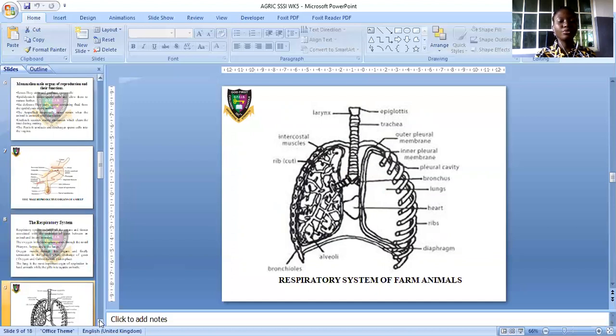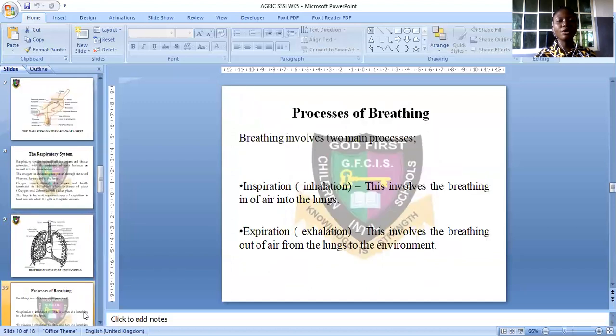Now let's move to the process of breathing. Breathing involves two main processes. Number one, inspiration, which is also called inhalation. This involves the breathing in of air into the lungs, and we breathe in oxygen into the lungs.